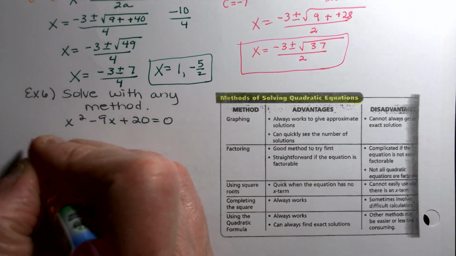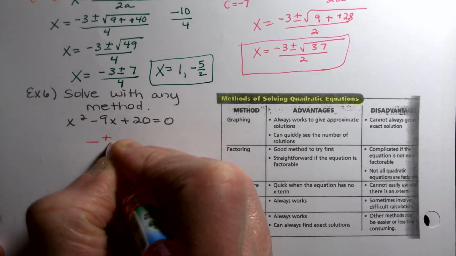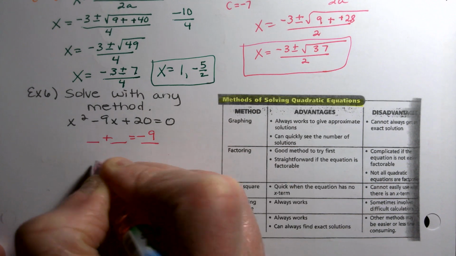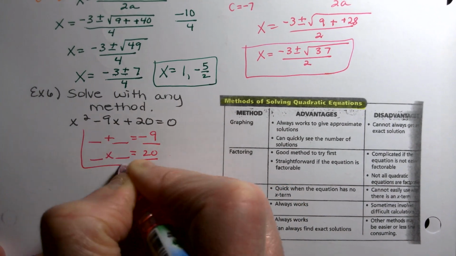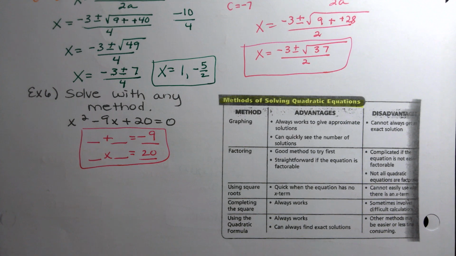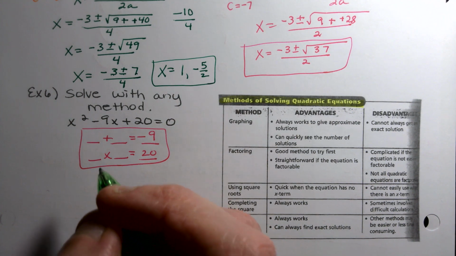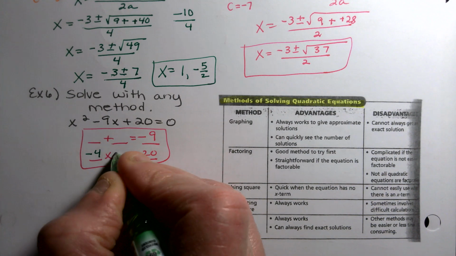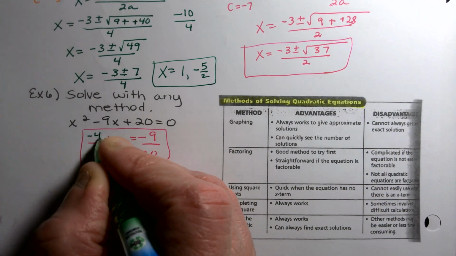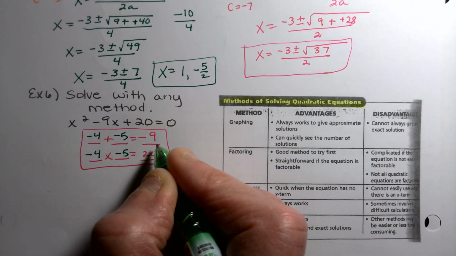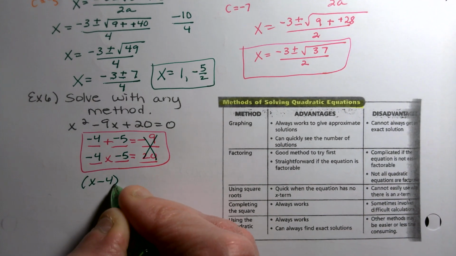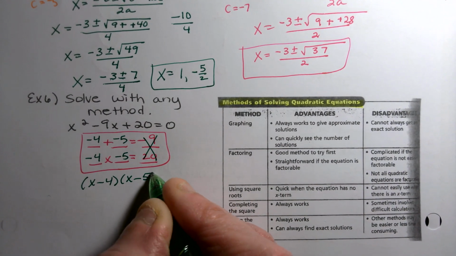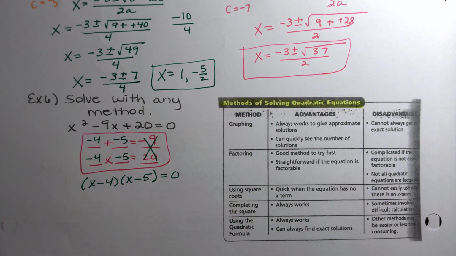So let's try it out. What plus what equals negative 9? What times what equals 20? Does that work? Well, it sure does, doesn't it? Negative 4, negative 5. Yep, that works. x minus 4 times x minus 5 equals 0.